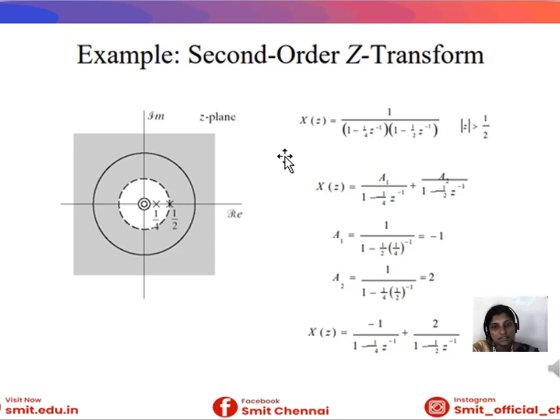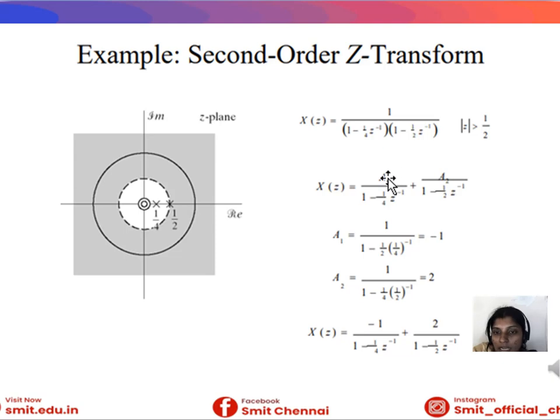Here this is the second order z transform. Here we are having X of z as 1 by 1 minus 1 by 4 z power minus 1 and 1 minus 1 by 2 z power minus 1. Here we are having mod z greater than 1 by 2. This is the ROC condition. So here we are having ROC circle. Region of convergence should include the unit circle. So unit circle is drawn here.